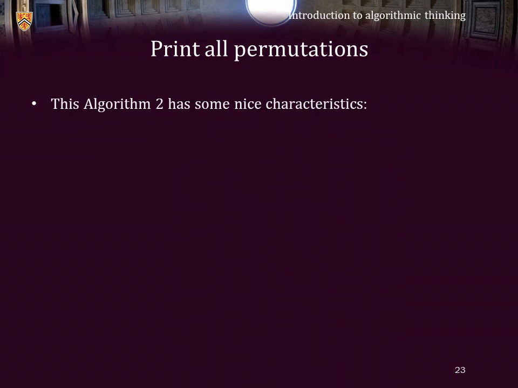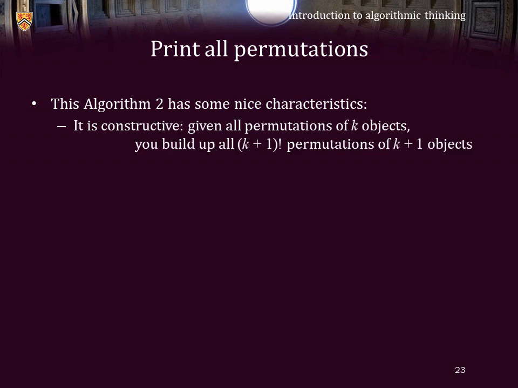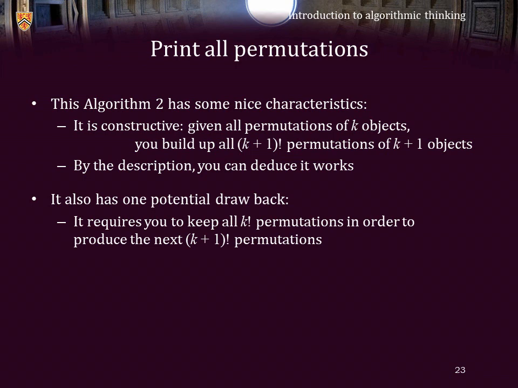Now, algorithm 2 has some very nice characteristics. It's constructive. Given all permutations of k objects, you then build up all (k+1) factorial permutations of k+1 objects. By the description, you can deduce that it works correctly. There is, however, one potential drawback. It requires you to keep track of all k factorial permutations at one step in order to produce the next (k+1) factorial permutations.